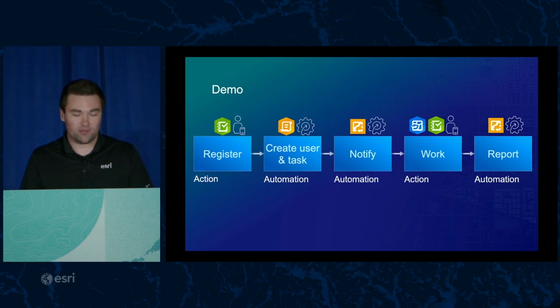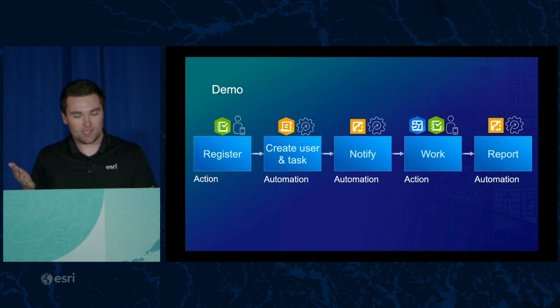Once they submit that survey, we're going to have an ArcGIS API for Python notebook in our ArcGIS Online ecosystem to create the user account based on the name and email address that they entered, and then assign a task in a tasks feature layer to that user. We'll then have a Power Automate flow that sends a notification in Teams to that user, so they can go and open up Field Maps and perform their work.